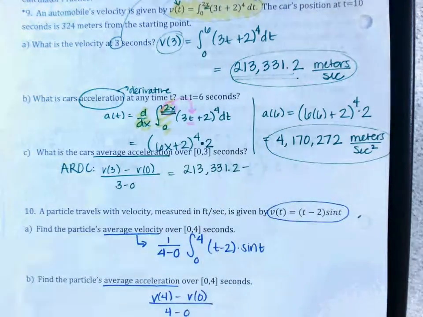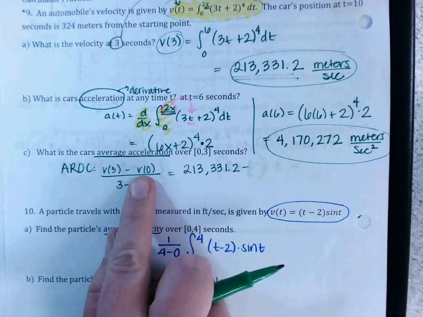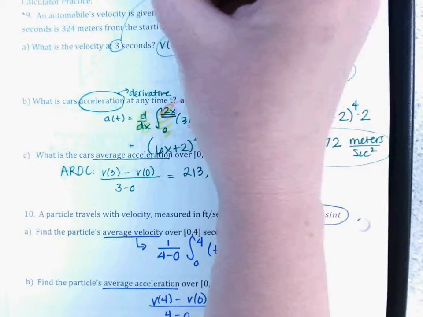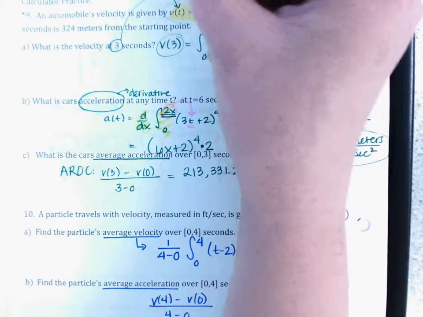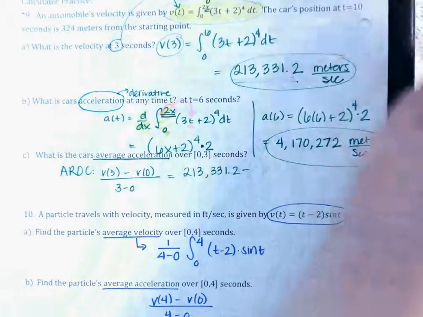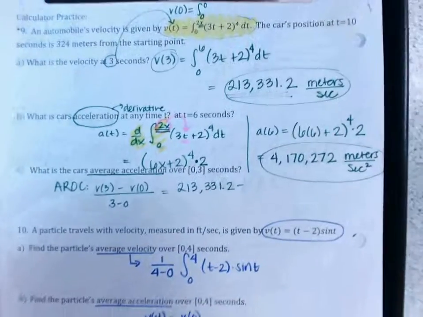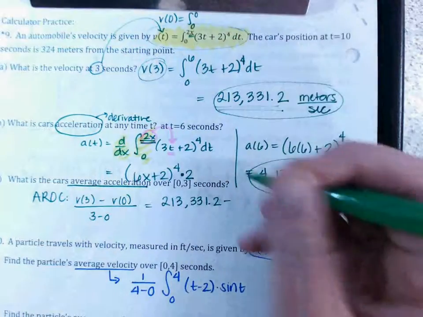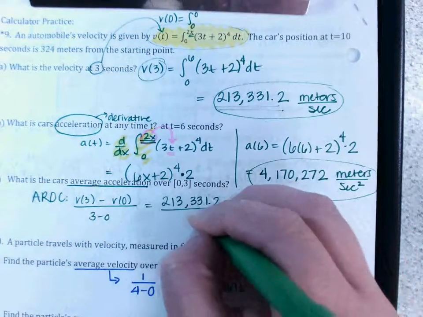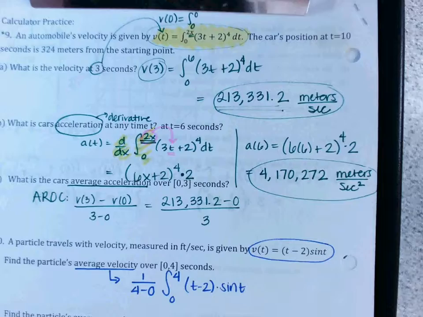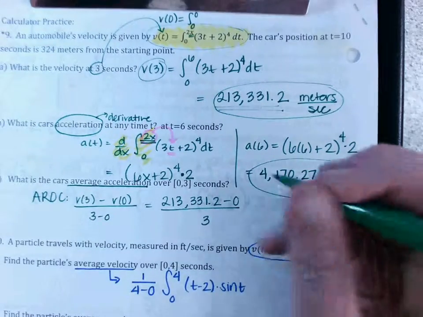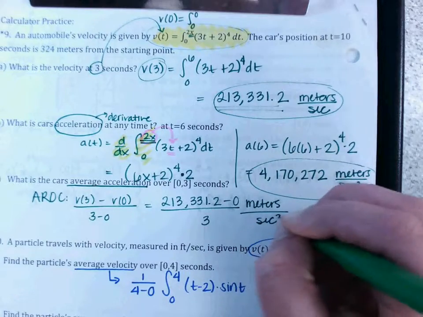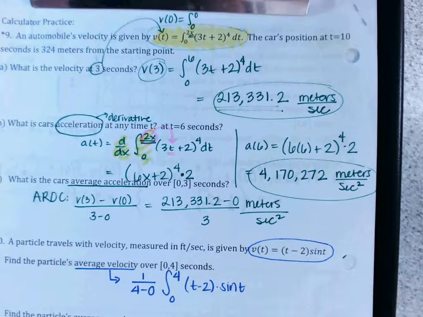So it will be 213,331.2 minus, and then for my v of 0, think about for a second, if this is my velocity, then my v of 0 is going to be the integral from 0 till 2 times 0, which is 0 again. And so remember that any time that you have an integral from the same number on top and on bottom, that's going to come out to be 0. Okay? So then really it'd just be this number over 3. Time would be meters per second squared. Okay? Good job.